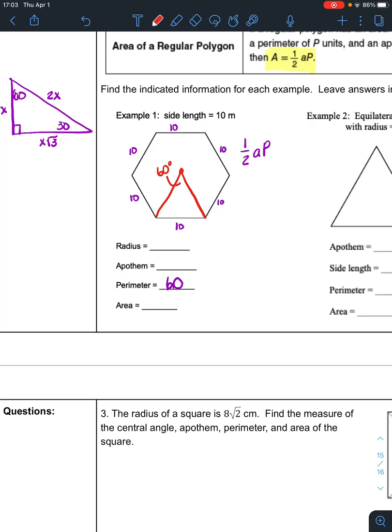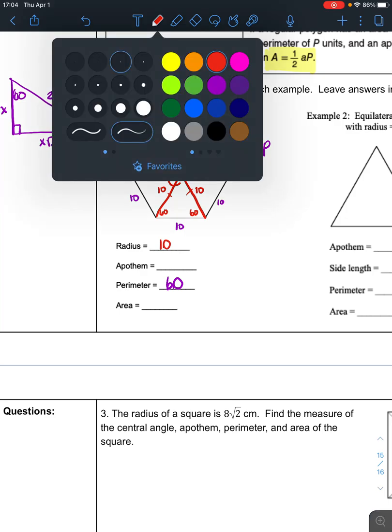Okay, so we look at it like that, and then what I see is that this angle right here is 60 degrees, right? 360 divided by 6. Now, if that's 60, we know that these have to be equal to each other, so this is also 60, and this is also 60. Okay, so that's useful because what that tells me is that all three sides have to be the same, so now I know that the radius is 10. Okay, so my radius is 10.